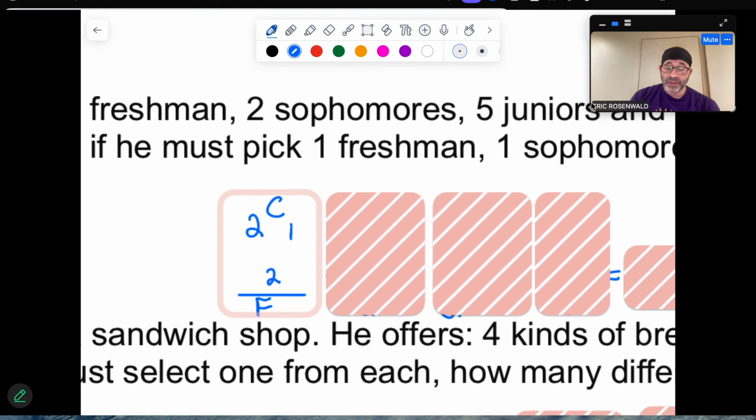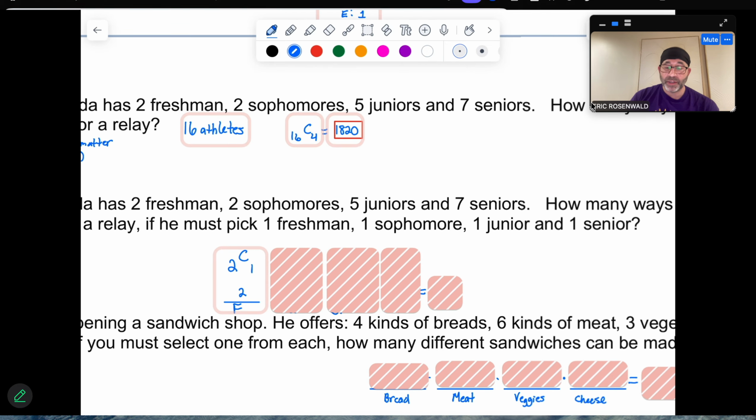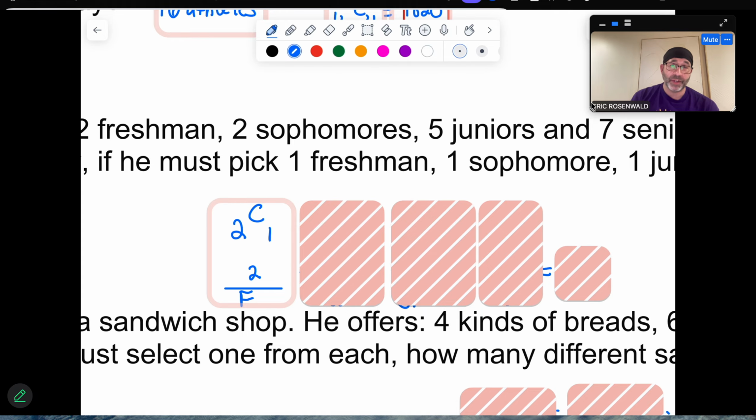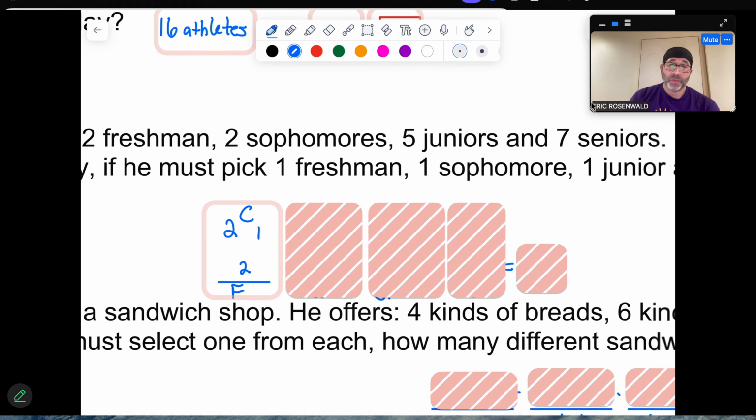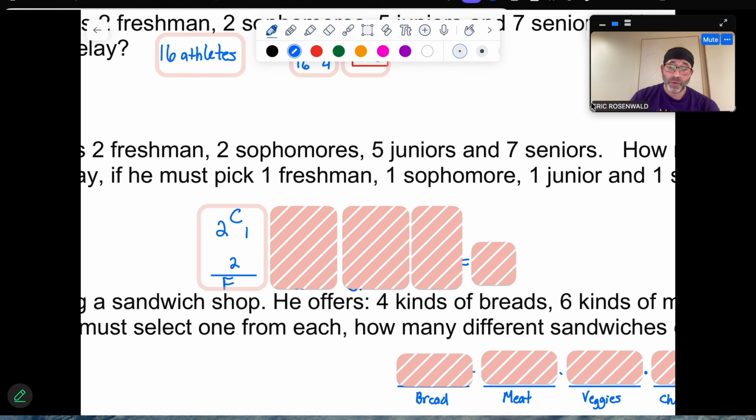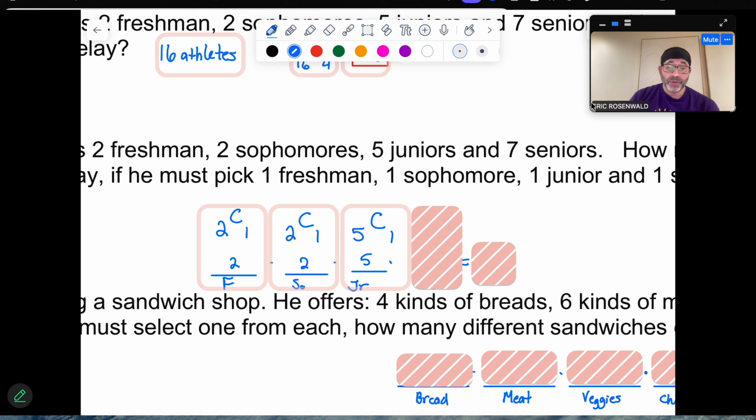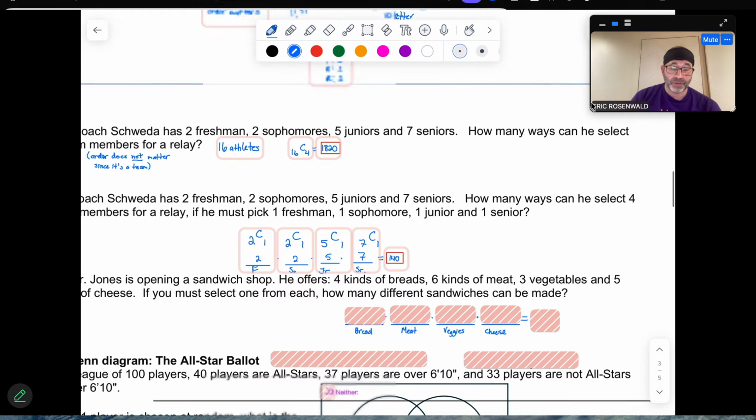So what that means is that from the 2 freshmen that are there, he's going to choose only one of them. Okay? And that's going to equate to the number 2. From the sophomores, there's 2 sophomores, he's going to choose only one of them. From the juniors, there's 5, he's going to choose only one. And from the seniors, he has 7, he's going to choose only one. So using the fundamental counting principle, we really get 2 times 2 times 5 times 7, which is a total of 140 different ways that he can come up with the team.